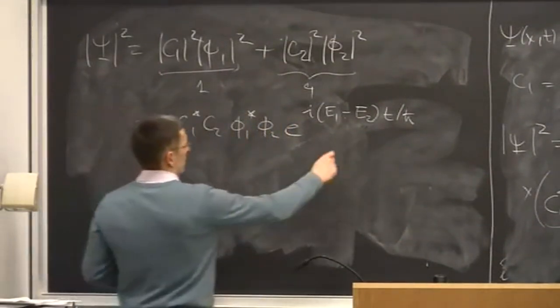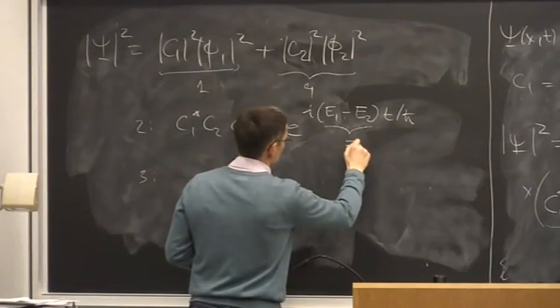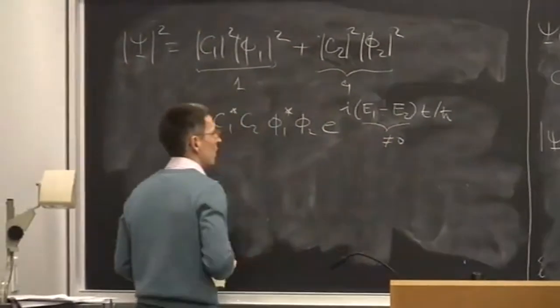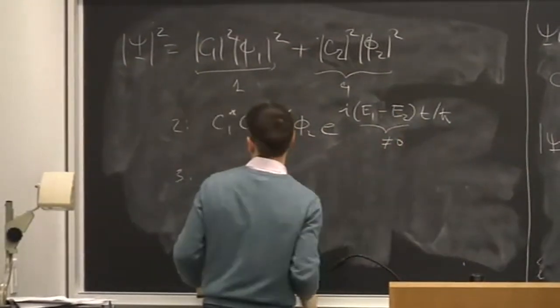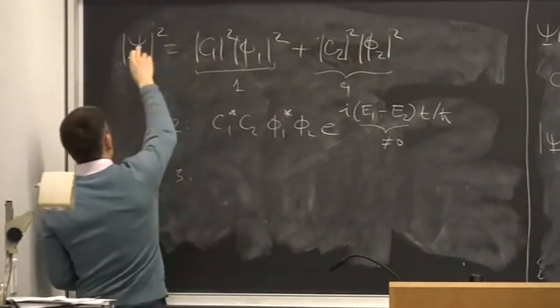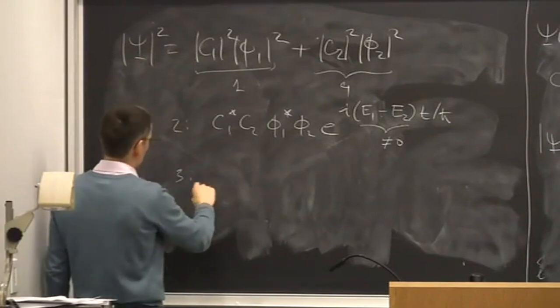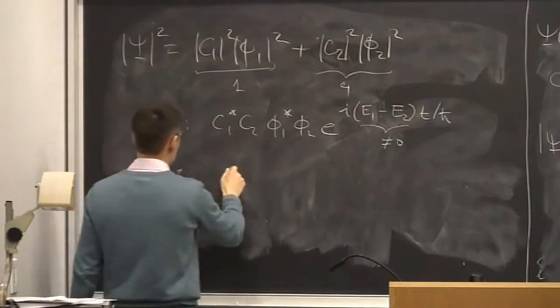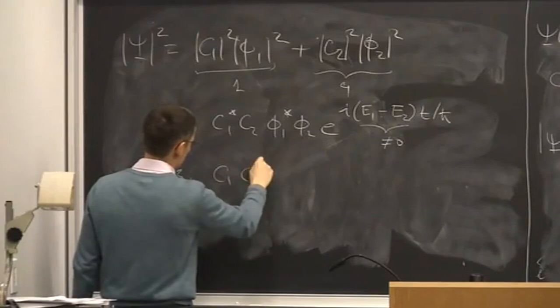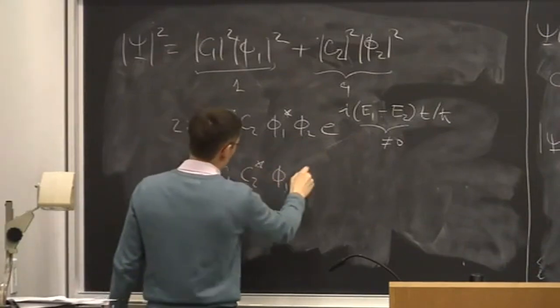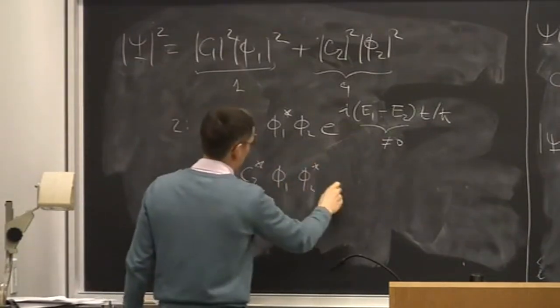So that's why we assume this thing to be non-zero, right? And then there is a time dependence that goes to the probability density. And the third term is the conjugated second term. So it's C1, C2 star, phi1, phi2 star.